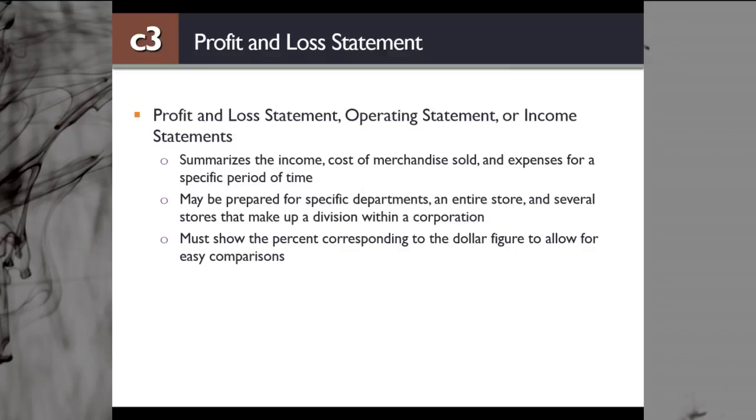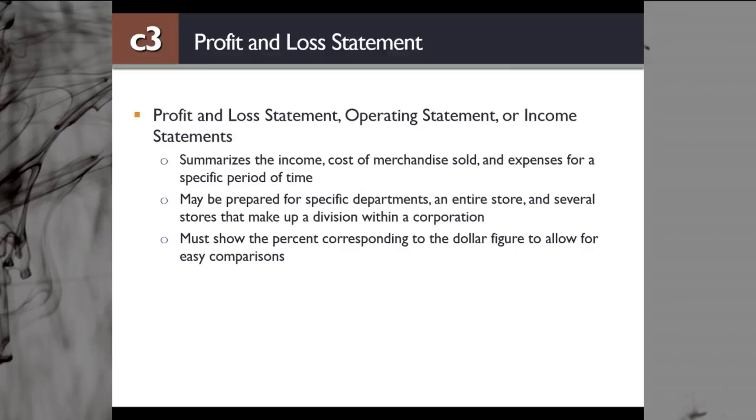So if you have a big department store, like you have women's wear, men's wear, you can prepare this profit and loss statement depending on the department, or you can do it for the entire store. And because you want to compare these numbers and you want to make a good plan for each department and so on, this statement is really important to know and understand. And not just having this statement, but you have to interpret and understand each component to make a better plan. And you must show the percent corresponding to the dollar figure to allow for easy comparison.